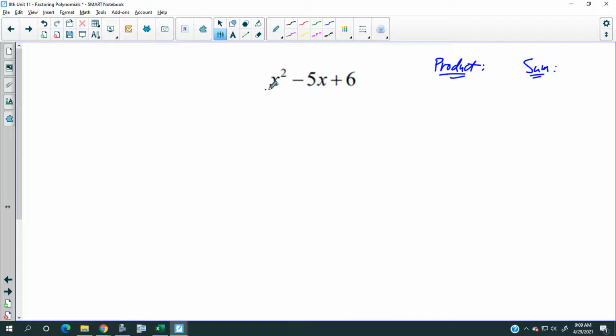So again, I know that if I do x times x, it'll give me x squared. That's just not going to go anywhere. So the next thing is I need to look at the 6, because like I said, it has to be the product.